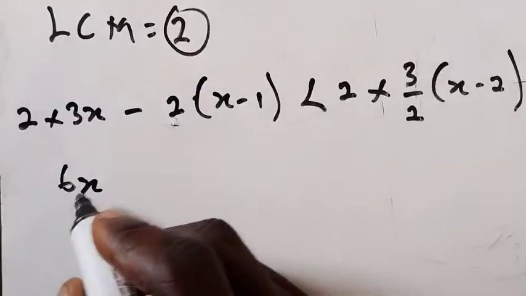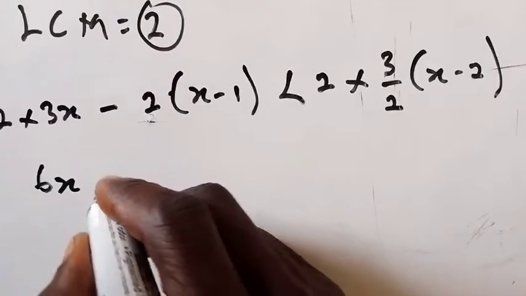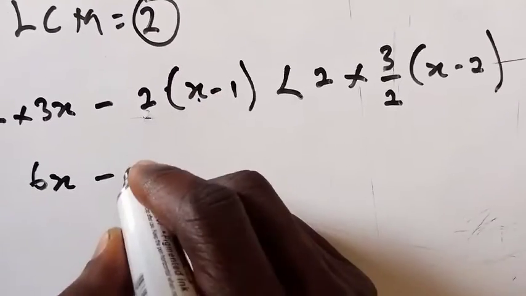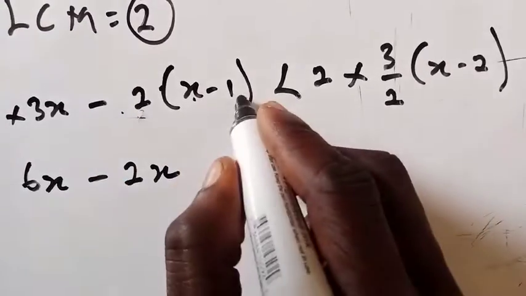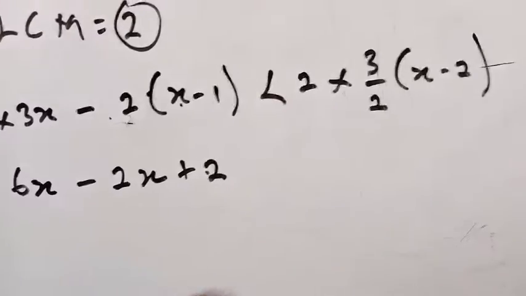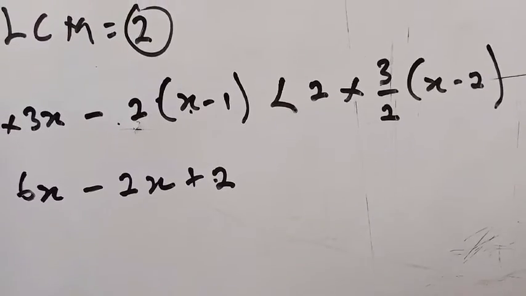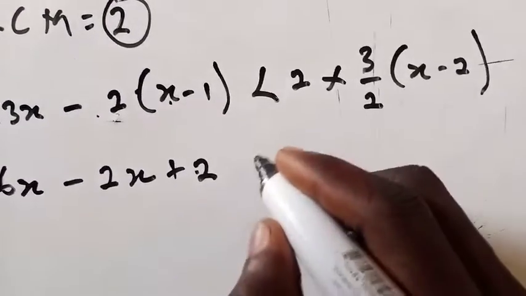We have here 6x, and then this one multiplied by this will give you a negative 2x. Remember there's a negative here, so this guy multiplied by that will give you a positive 2, right? So pay close attention to negative numbers. So that'll give us less than.